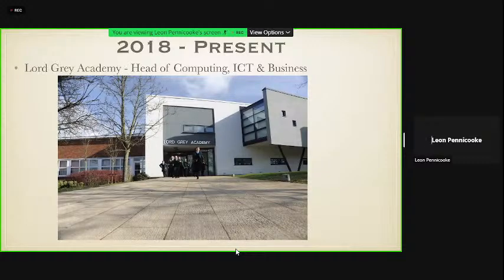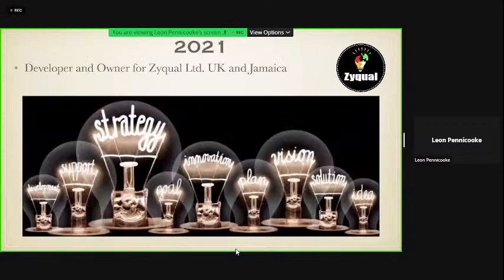So currently I'm head of computing, ICT and business. I run the computing and business department. So we teach from year 7 all the way up to year 13. And we have additional programs for remedial students. So students who did not pass any subjects after year 11, they come to me and I teach them IT and get them prepared for the real world of work.